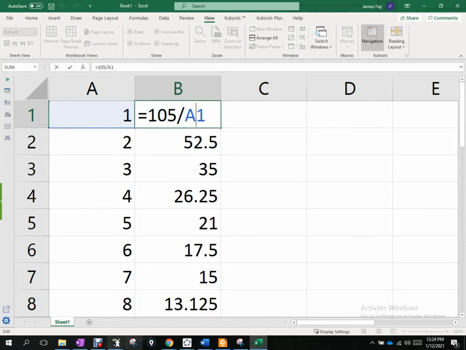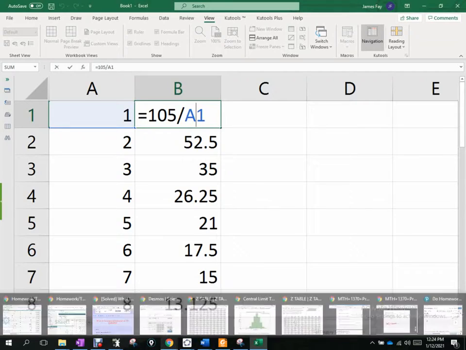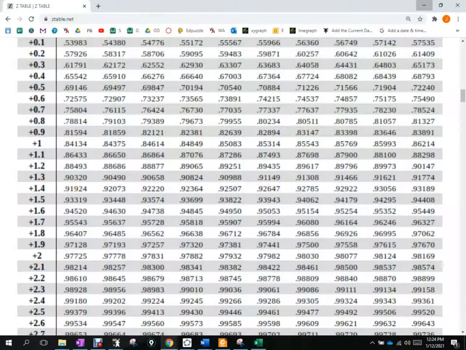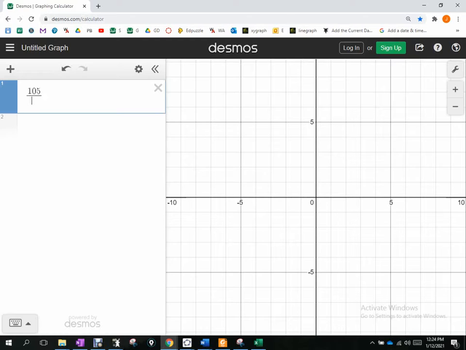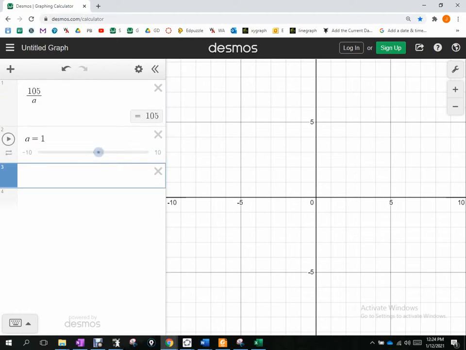But there are other ways. I don't know if Desmos has an ability to generate that for you. It does. We could do it this way, I think. I could take 105 divided by, I'm going to say A. You see how it says select a slider or create a slider for A? I'm then going to say A.